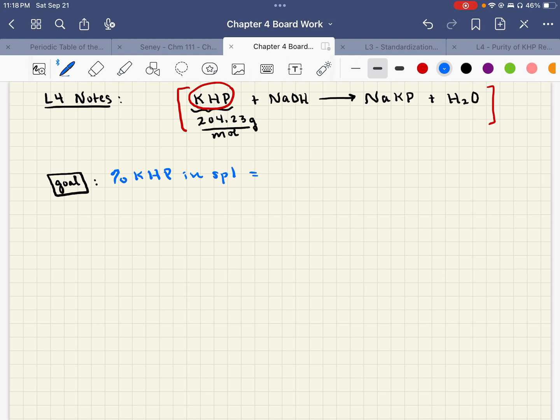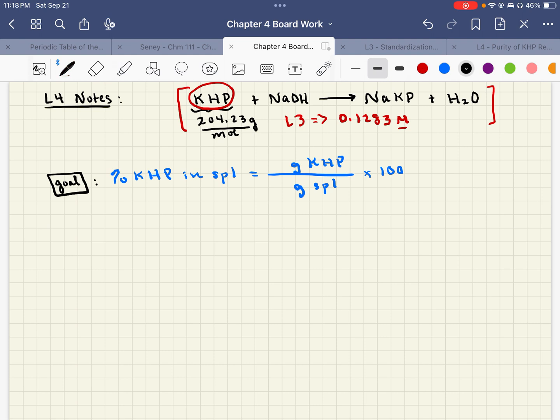And to do that, you will literally need to find what is the mass of KHP in that sample, divided by your sample mass, that's what you began with, times 100. So for me, when we start this, we've got to know a couple of things. We've got to know the concentration of sodium hydroxide from lab 3. So from lab 3, my concentration for sodium hydroxide was 0.1283 molar. And notice my sig figs there. You should have 4 sig figs on that. And that information is going to help us to figure out the percent KHP in the sample.